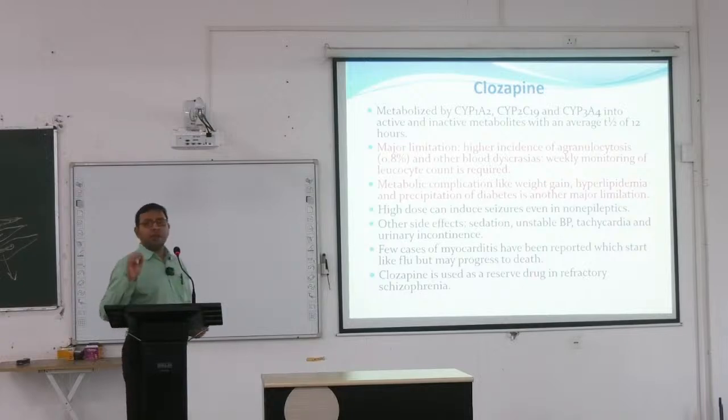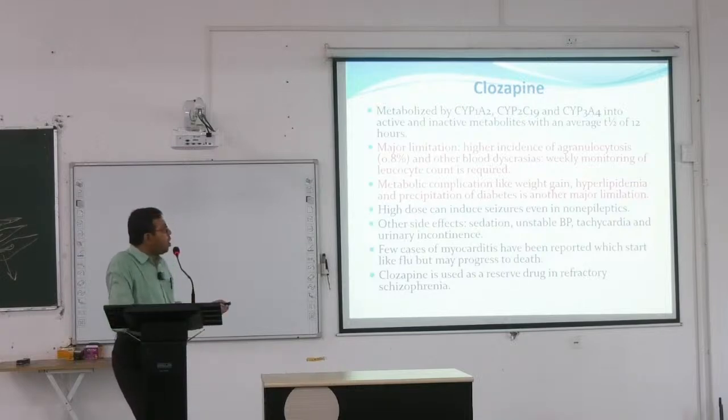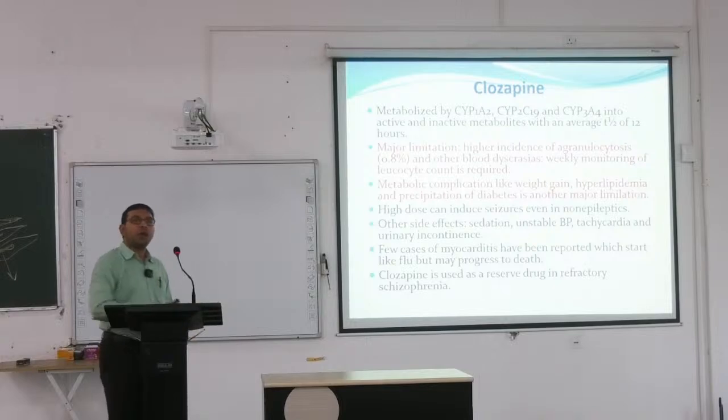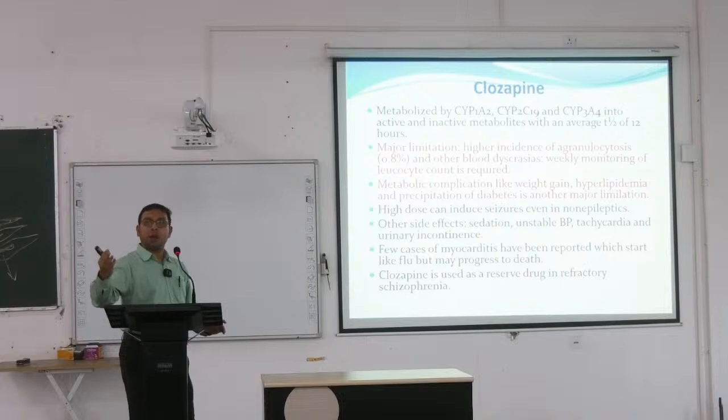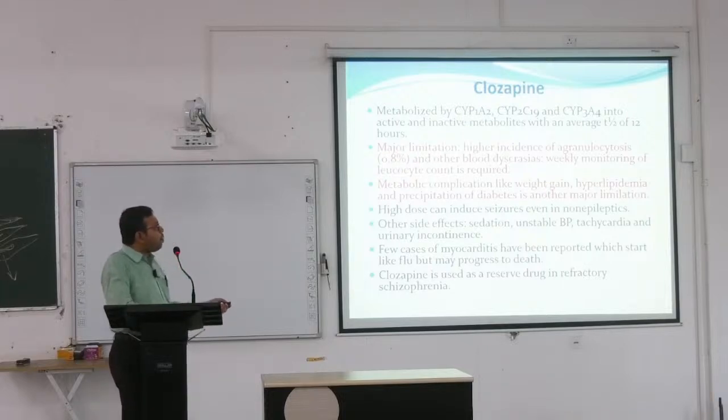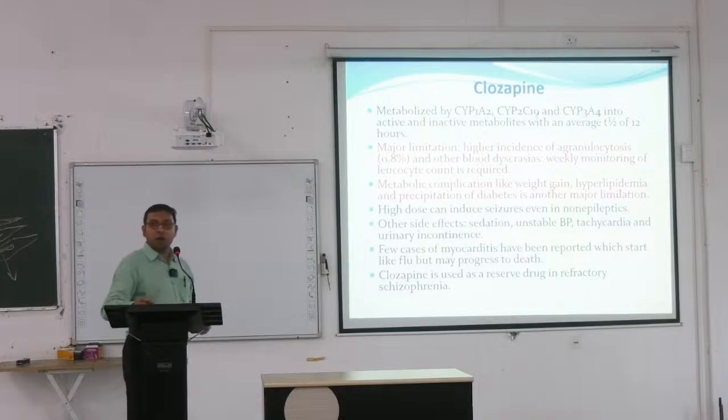Major limitation, this is very, very important. There is a higher incidence of agranulocytosis, approximately 0.8%, and other blood dyscrasias can occur with clozapine. So weekly monitoring of the leukocyte count is needed. WBC count. Clozapine every week, WBC count must be done. Metabolic complications like weight gain, hyperlipidemia, and precipitation of diabetes can also occur. So if you are asked to name one drug that can precipitate diabetes, hyperglycemia, one example is clozapine.